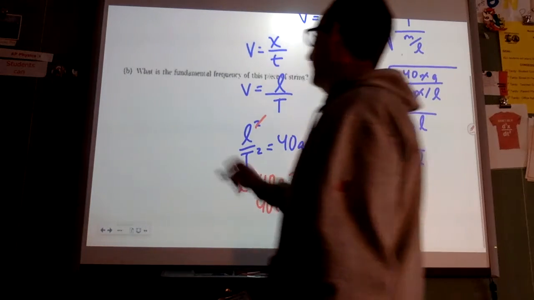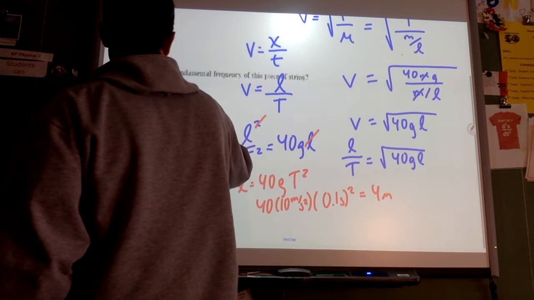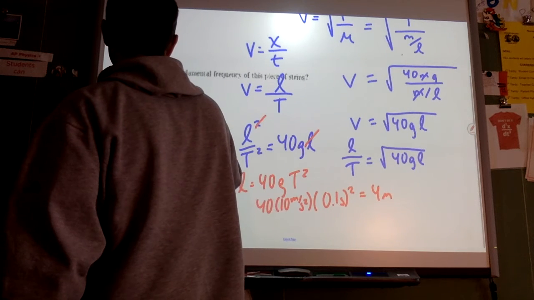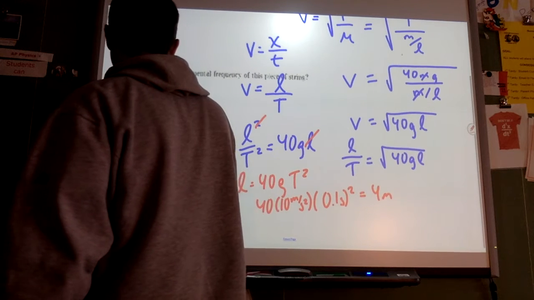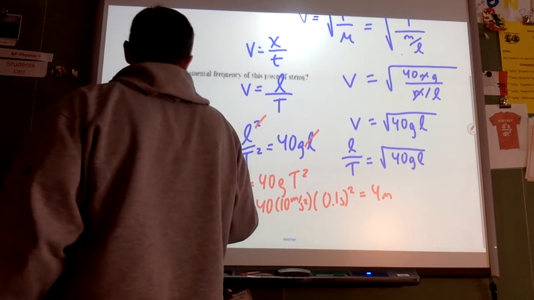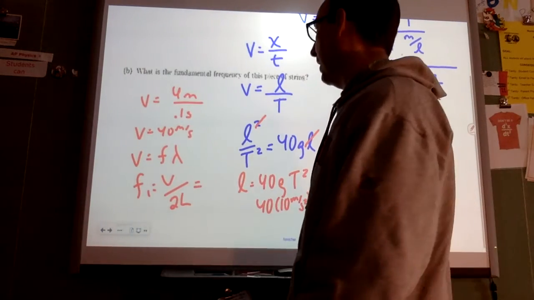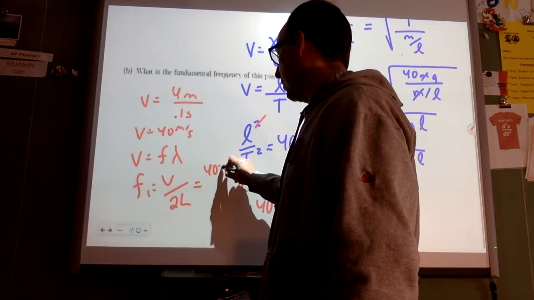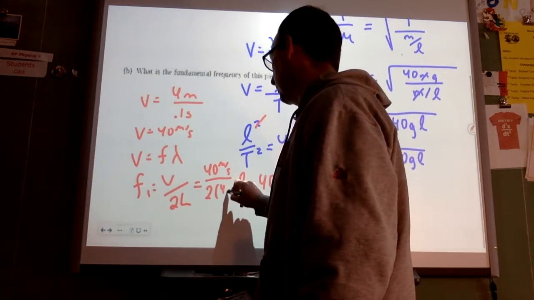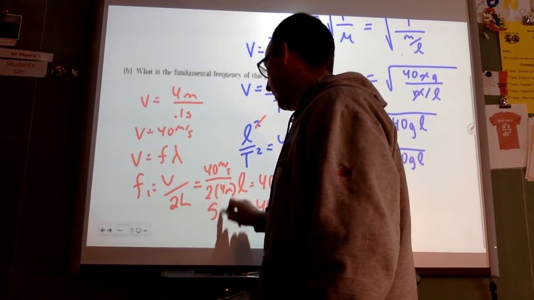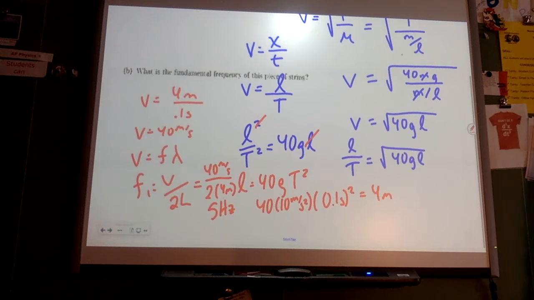So our velocity is going to be 4 meters over 0.1 seconds, or 40 meters per second. And our fundamental frequency is the one that is twice the length, right? So we're going to have 40 meters per second over 2 times 4 meters, which is going to be 5 hertz. That was a lot of work.